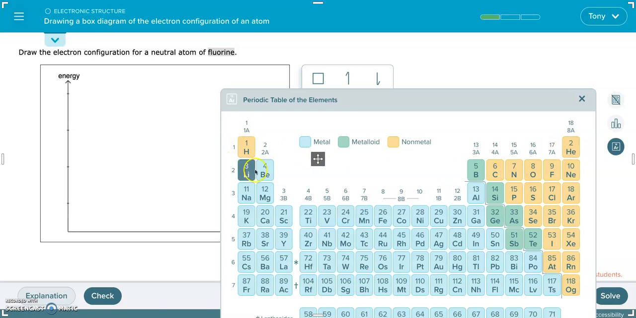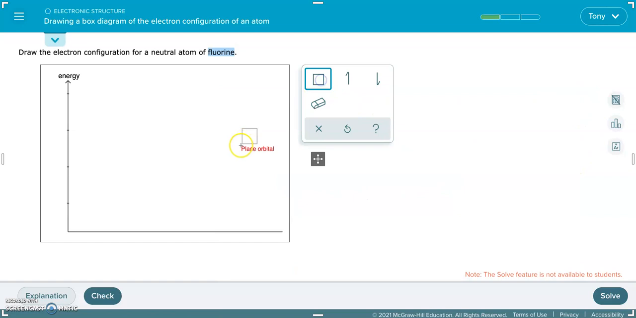So this one should be pretty quick. I've got 1s, 2s, 2p. That's all I'm going to need. So let's go ahead and build those. Here's my 1s. Here's my 2s. And then next is going to be 2p. Go ahead and fill those in.